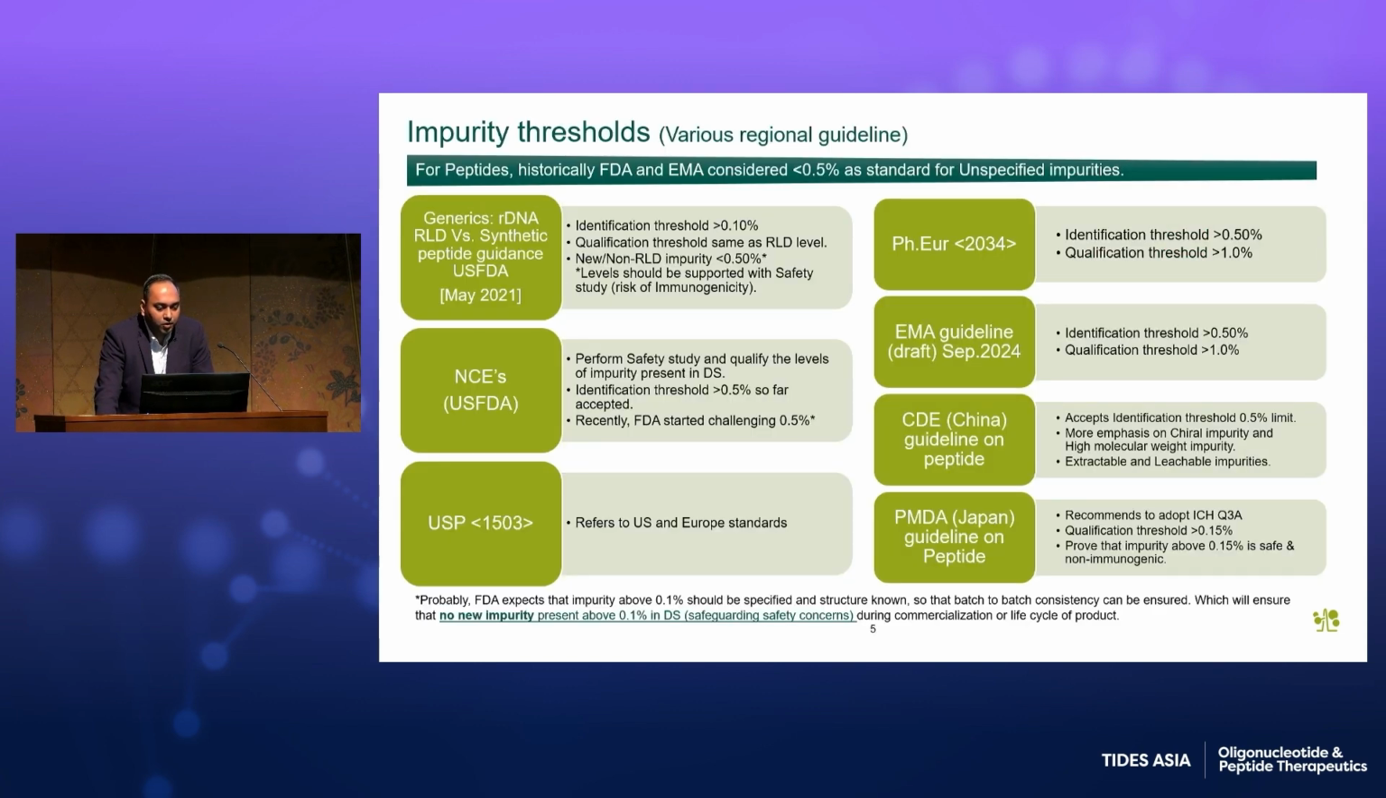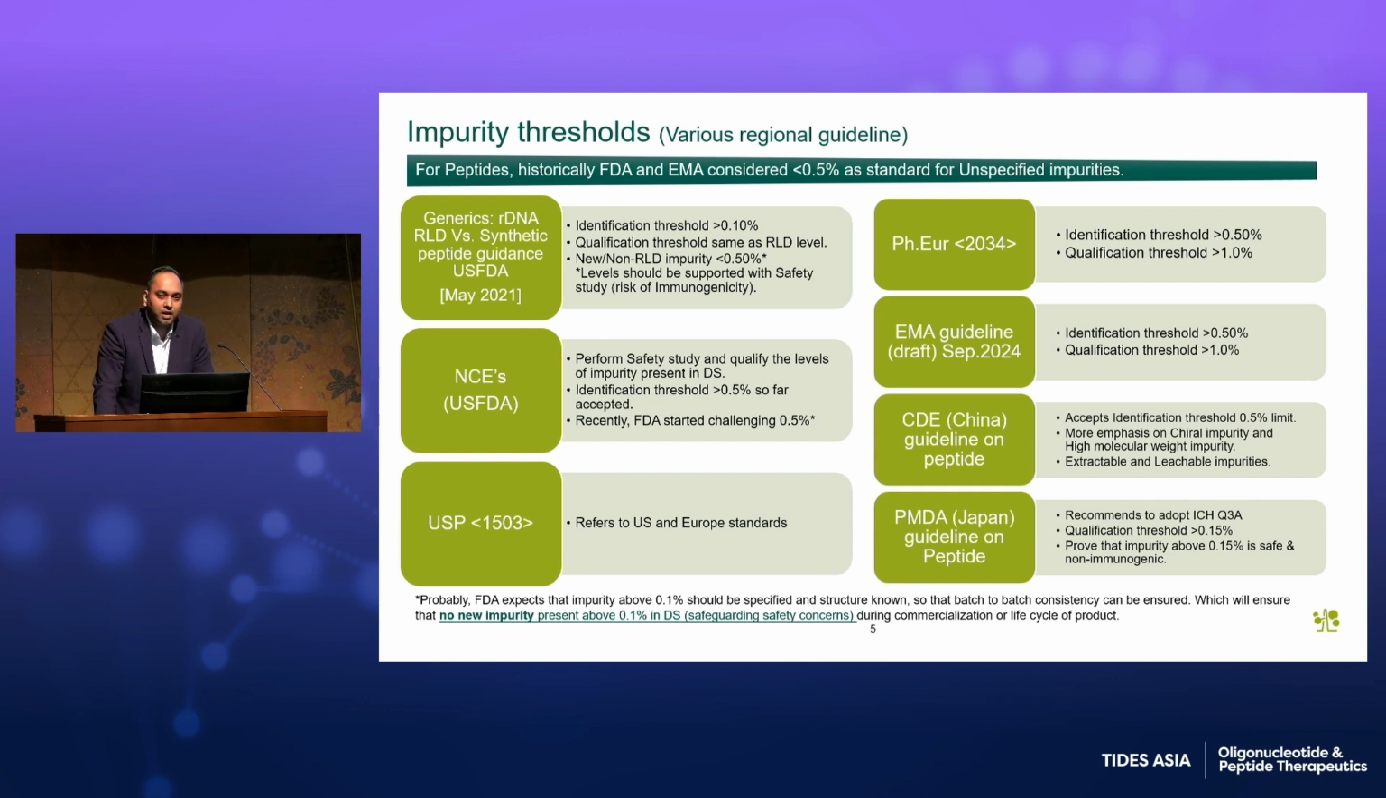So let's jump to the impurity threshold. There are various guidelines available, but an ICH harmonized approach is not there. If you take the example of the FDA guideline on generics, rDNA versus synthetic peptide, it talks about an identification threshold of 0.10%, and an impurity above 0.10% should be identified and specified in the specification. And if that impurity is a non-RLD impurity, meaning the safety study is not performed, then one has to go for a safety study with a risk of immunogenicity.